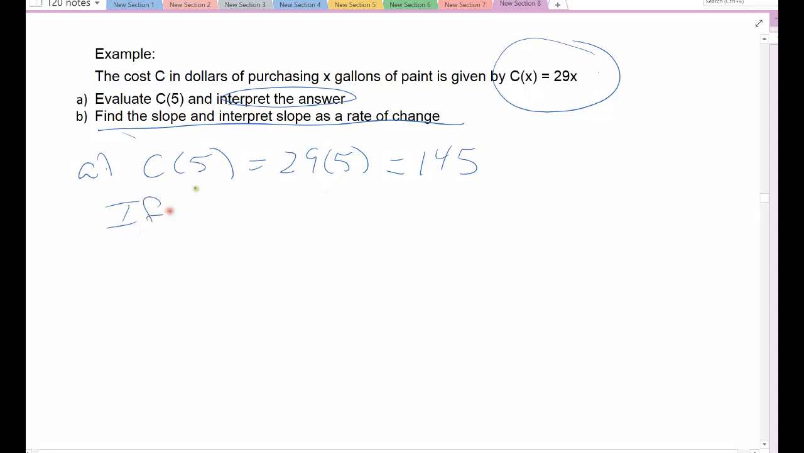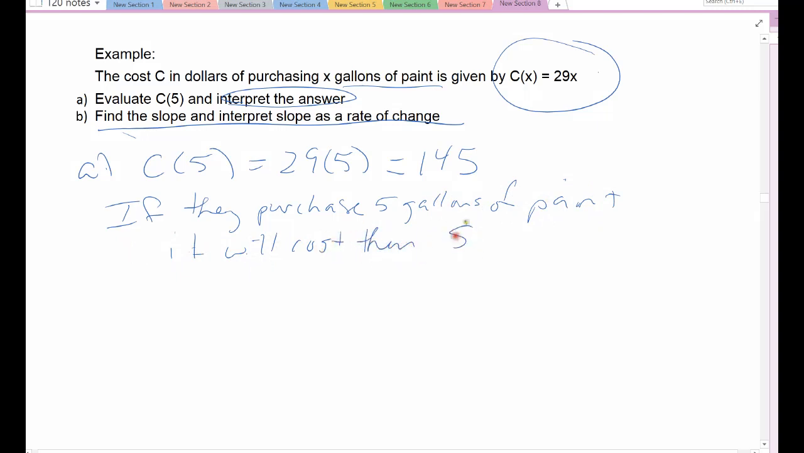So if the 5 represents the gallons of paint they purchase, 5 gallons of paint will cost them, dollar sign, because it's in dollars, $145.